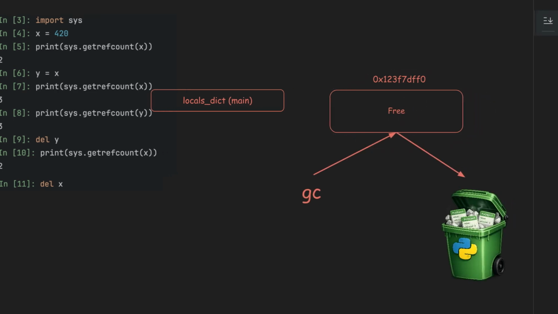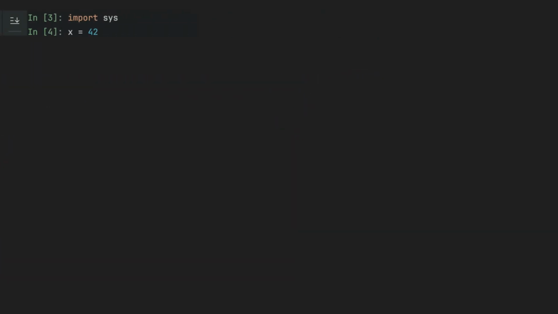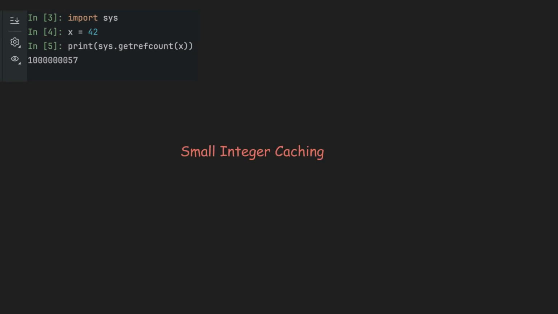One quick note. If we had used the number 42 instead of 420, you would have seen ridiculously large reference counts. That's because of something called small integer caching. I've already made a dedicated video explaining how that works, so be sure to check that out if you're curious.